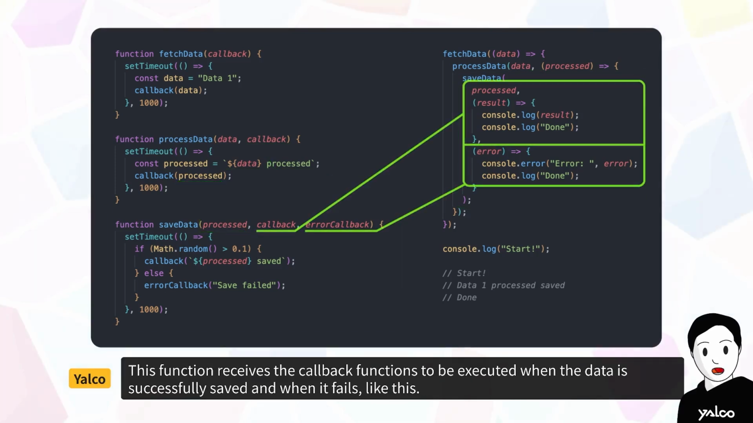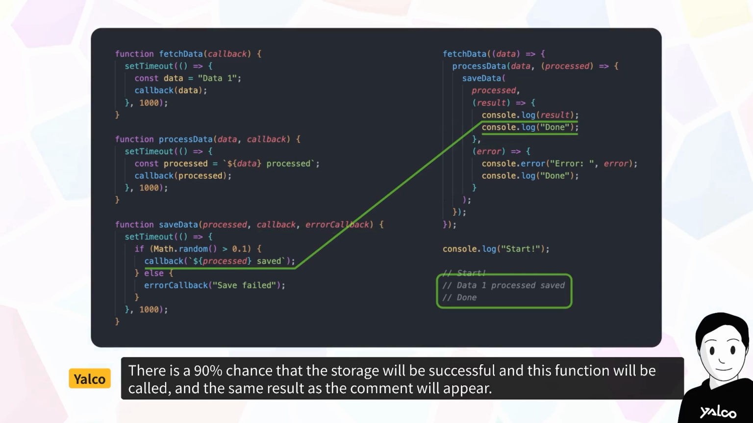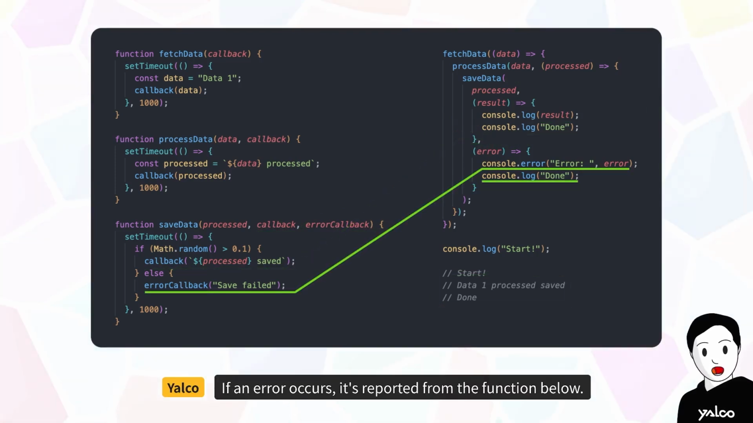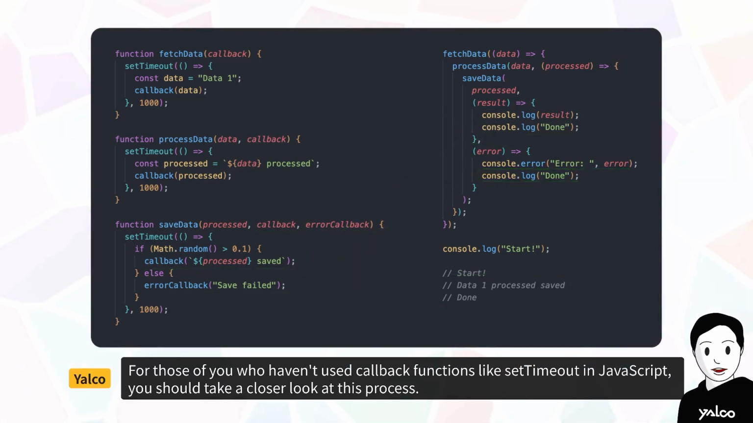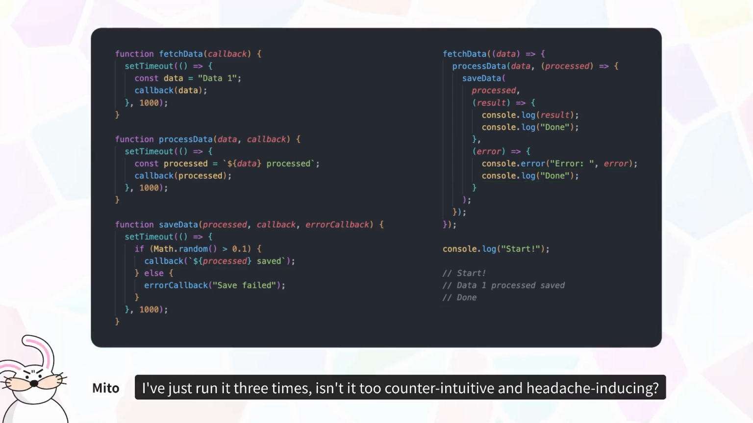This function receives the callback functions to be executed when the data is successfully saved and when it fails, like this. There is a 90% chance that the storage will be successful and this function will be called, and the same result as the comment will appear. If an error occurs, it is reported from the function below. For those of you who have not used callback functions like setTimeout in JavaScript, you should take a closer look at this process. I have just run it 3 times. Is it not too counterintuitive and headache-inducing?